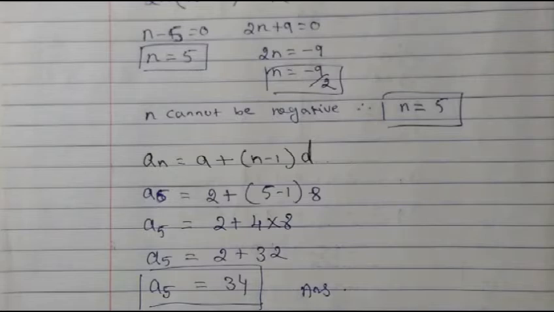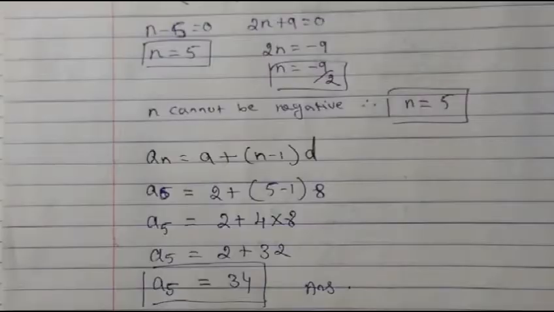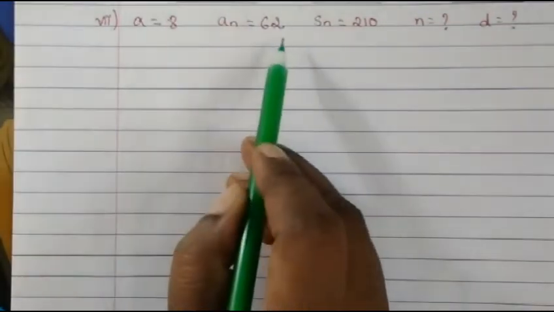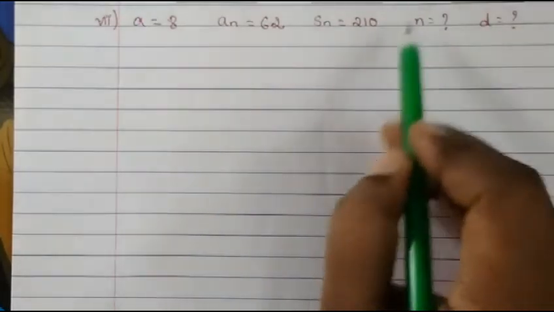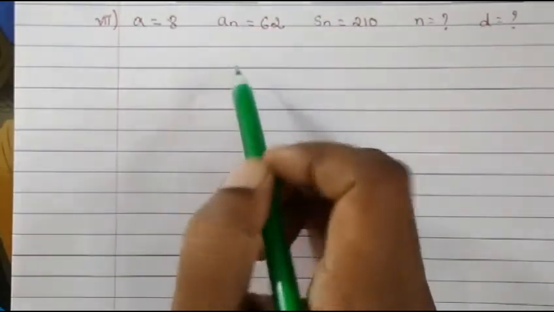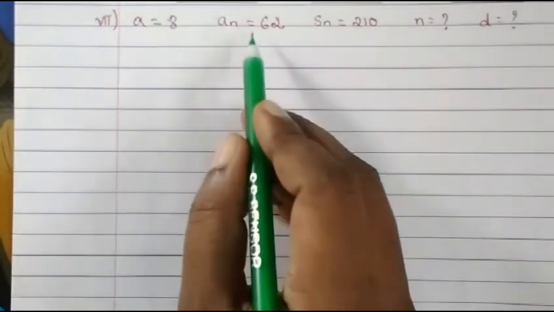So we found n value and a5, that is an value. So now let's see the next one quickly. So the 7th one, we have a value, an value, Sn, but we don't know n value and d value. So we have to find out n and d. So from what is given to us, let's make the equation and then get the n value and d value. So let's write down.